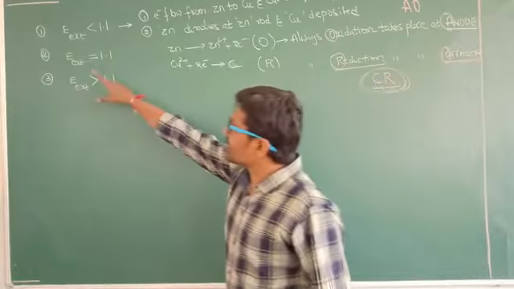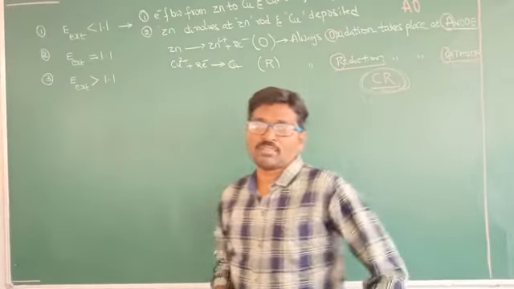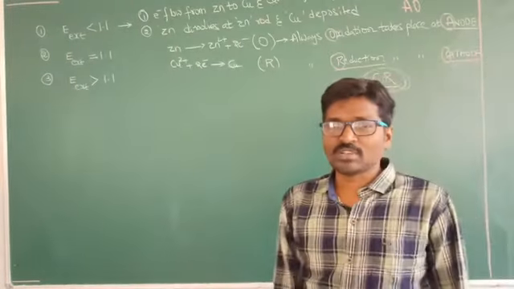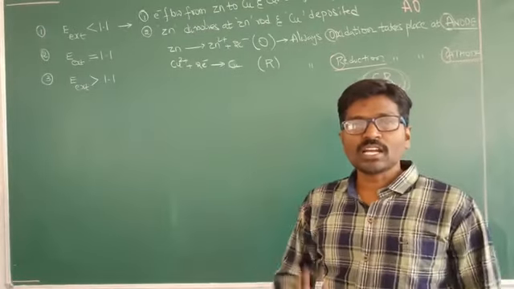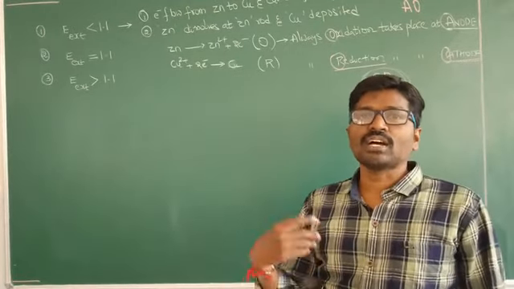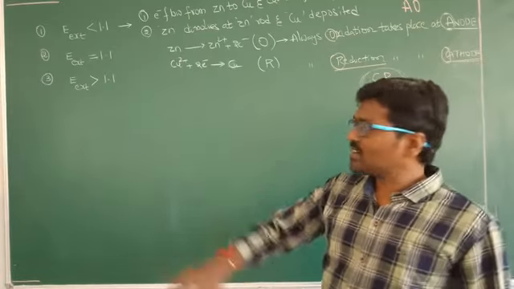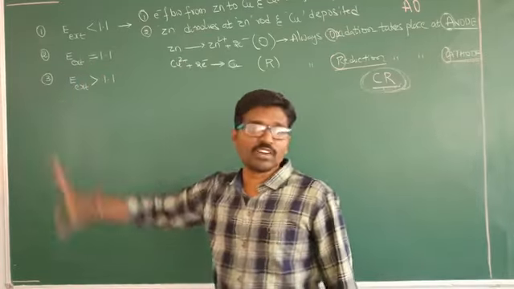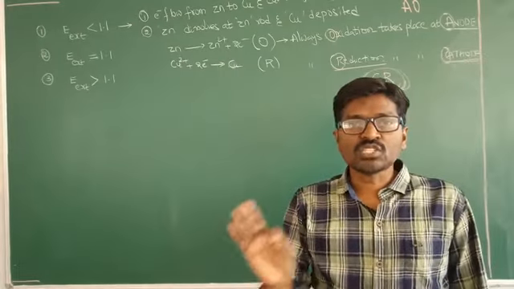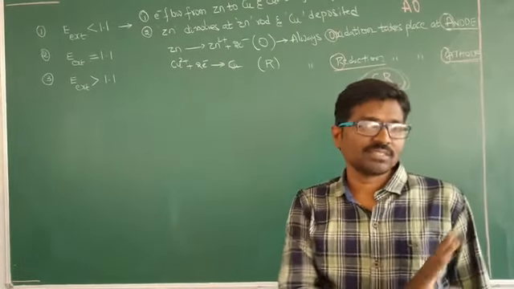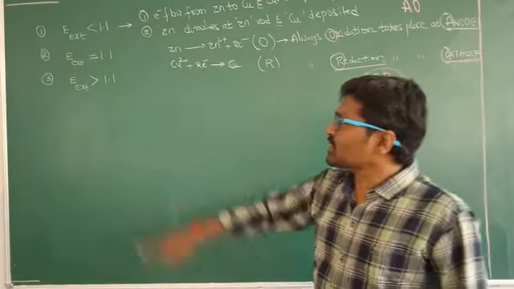Now, if the external potential is equal to 1.1, at that time we cannot observe either the flow of electrons or the current. It means that whenever the external potential is equal to 1.1, there is no chemical reaction. Okay, right.